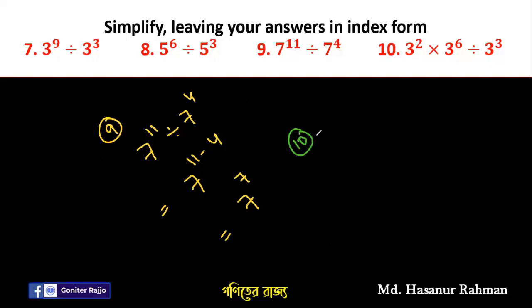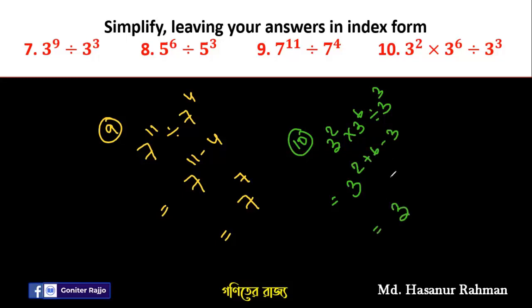And our last problem, number 10. Number 10 says 3 square multiplied by 3 to the power 6 divided by 3 cube. Very simple. There is a multiplication and division sign. So we have to add 2 and 6 and subtract this 3. So 2 plus 6 minus 3.